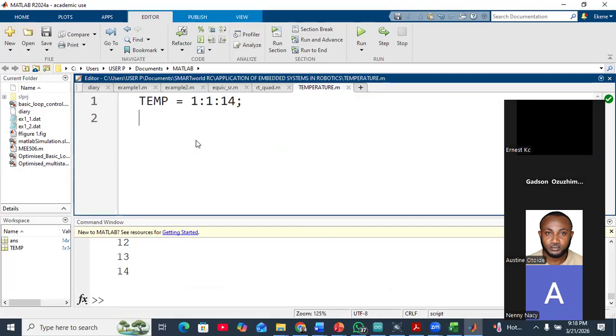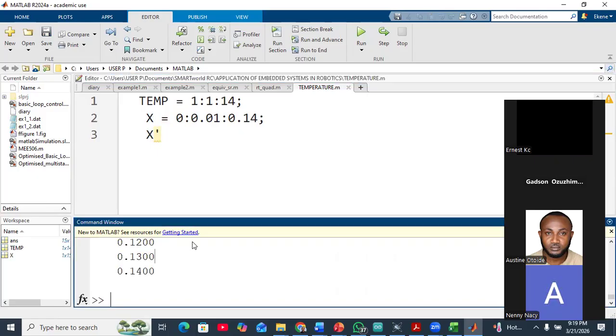So we say again that that should be our x. x is equal to 0 at increment of 0.01 up to 0.14. We suppress it, and then if we do x complement, let's see what it gives us. That's exactly that.